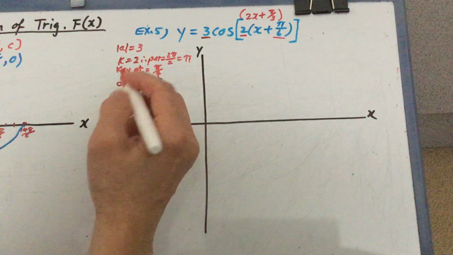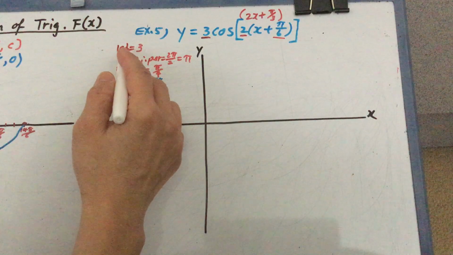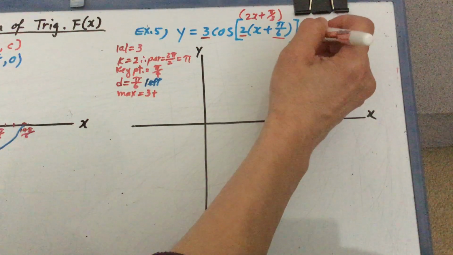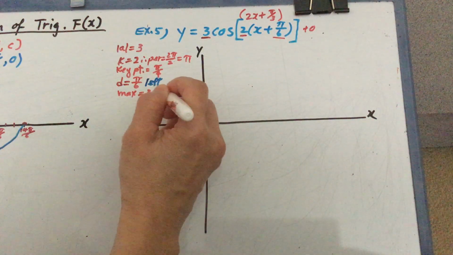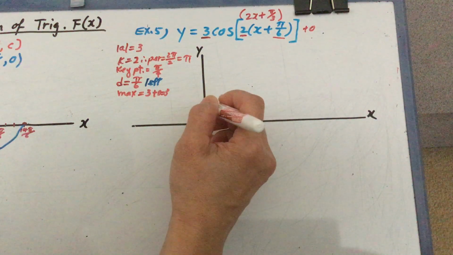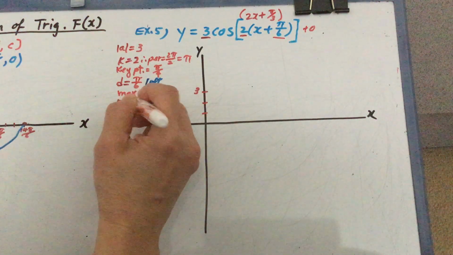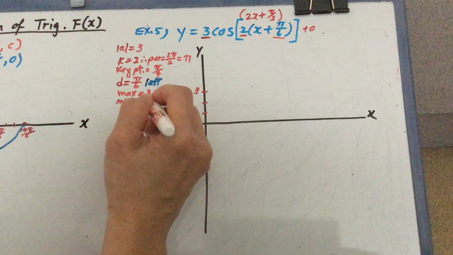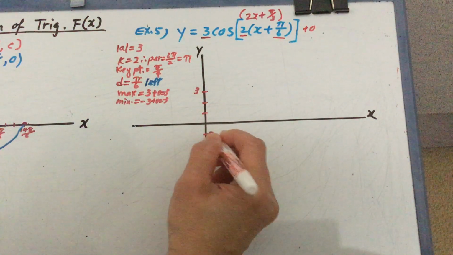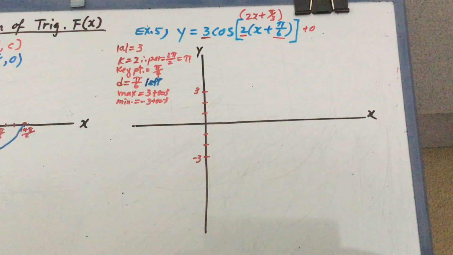Okay, and now the maximum value is the absolute value of the amplitude plus the C. Do I see any C here? No. So the C is 0. So you get the maximum of 3. Okay, so you can label this 1, 2, 3. And the minimum is equal to the negative of the amplitude, negative 3, plus the 0, which is negative 3. So you're getting 1, 2, 3 down here. Okay, so you can label this quickly.